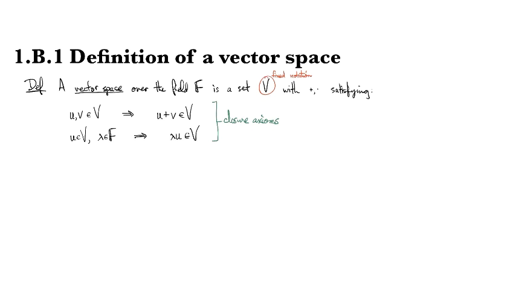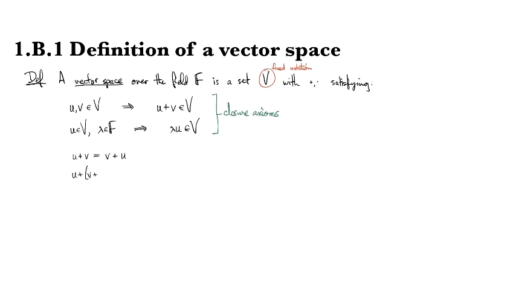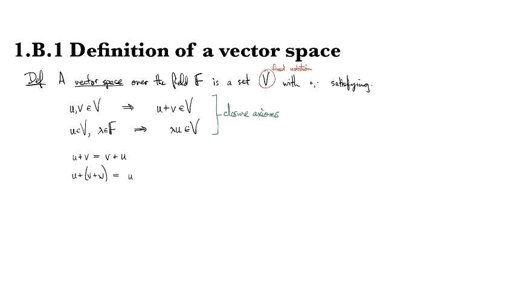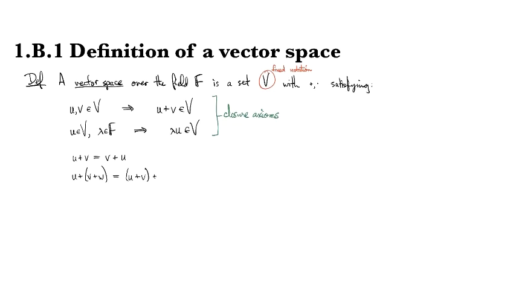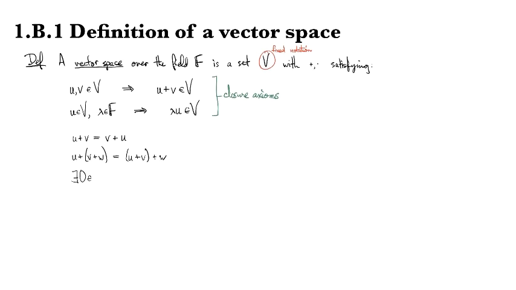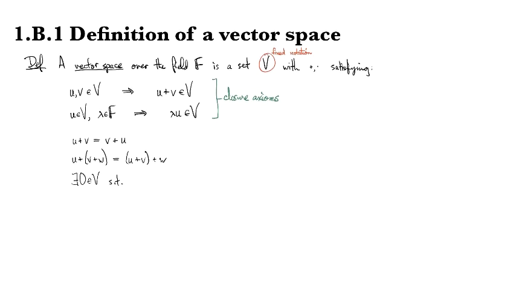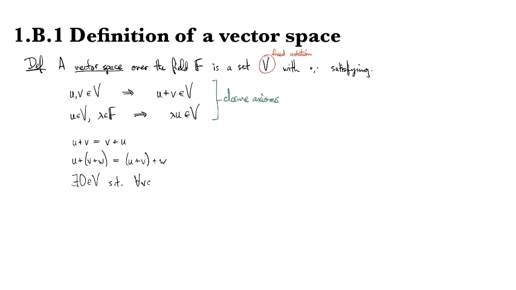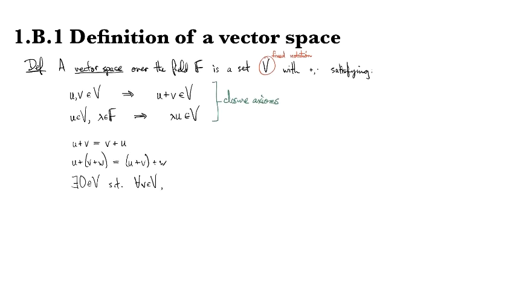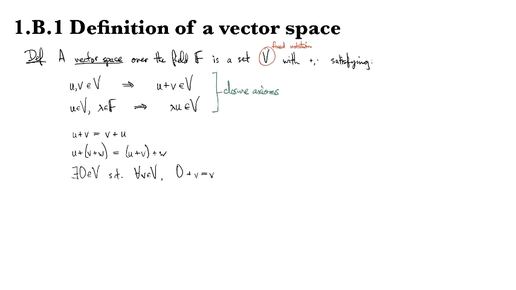We also require that u plus v is equal to v plus u, so the addition is commutative, and the addition needs to be associative. So if I add u to the sum of v and w, that has to be the same as u plus v added to w. There also needs to exist an element in V that has the magic property that if you add it to any element of V, nothing happens. So that's the additive identity.